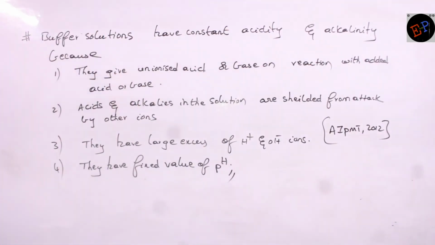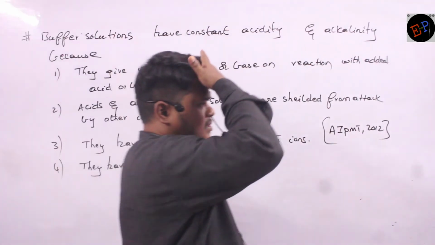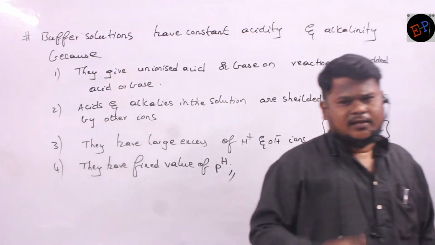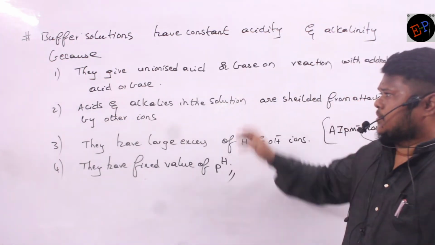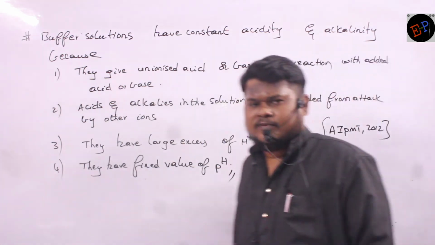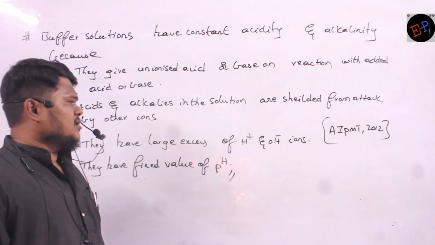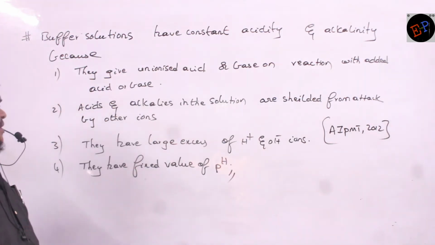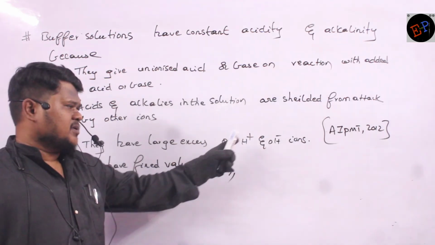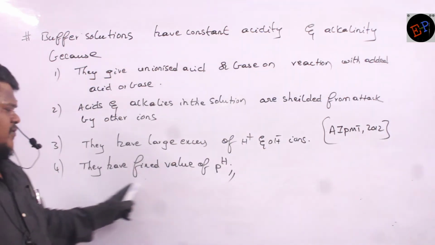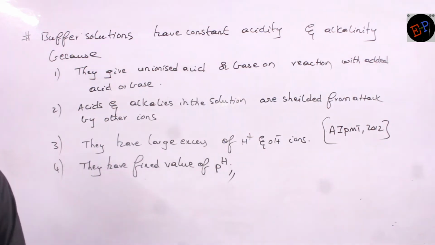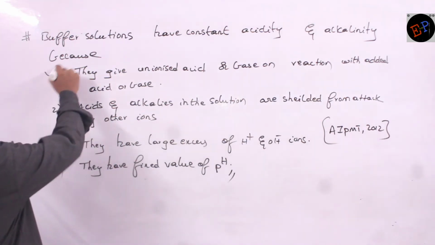So this is the question now. Buffer solutions have constant acidity and alkalinity. Alkalinity means basic nature, because we have to select one of these four options. Clear? So they give unionized acid or base on reaction with added acid or base. Acids and alkalis in the solution are shielded from attack by other ions. They have large excess of H plus and OH minus ions. They have fixed value of pH. What can be the answer? This is the first answer.